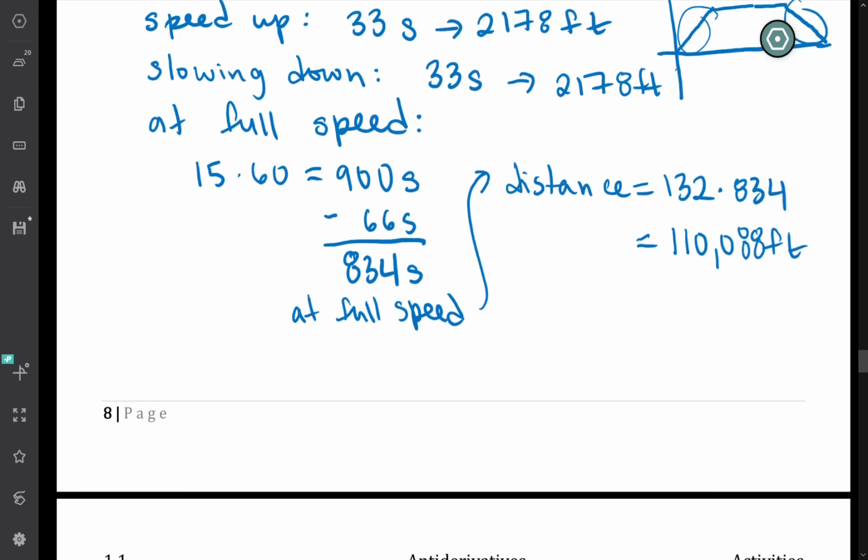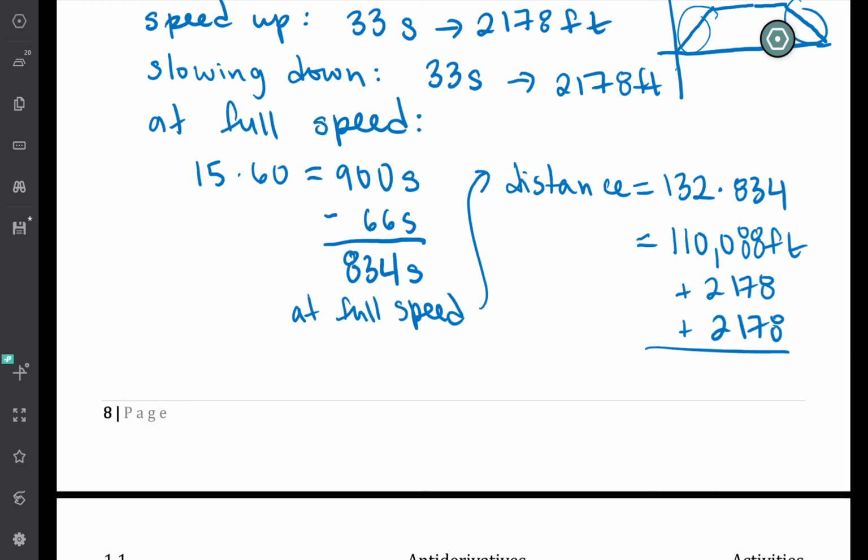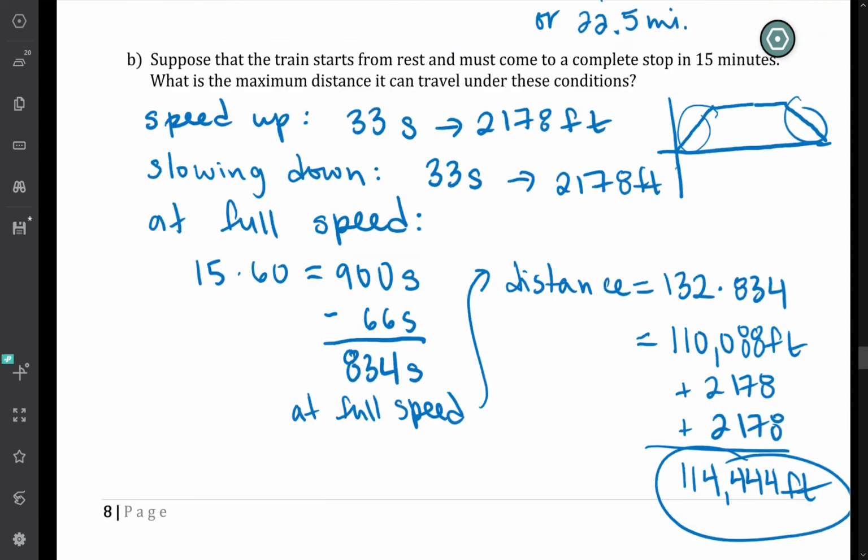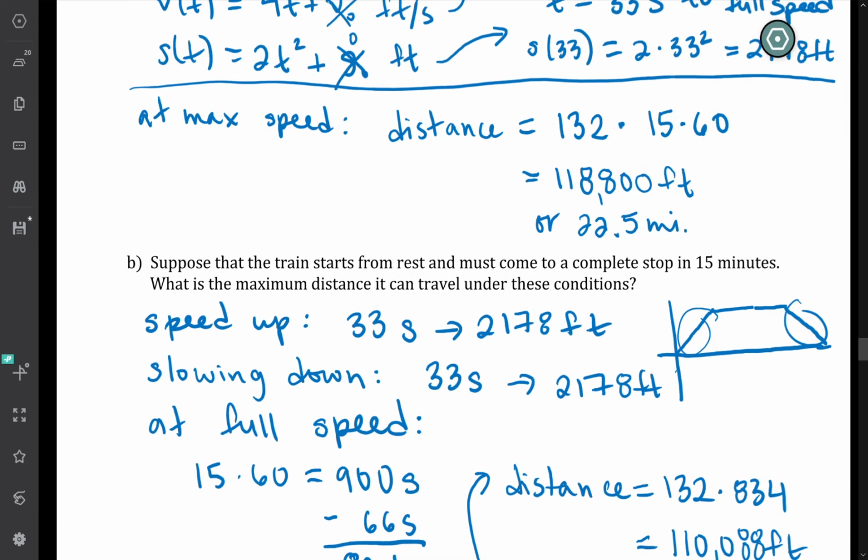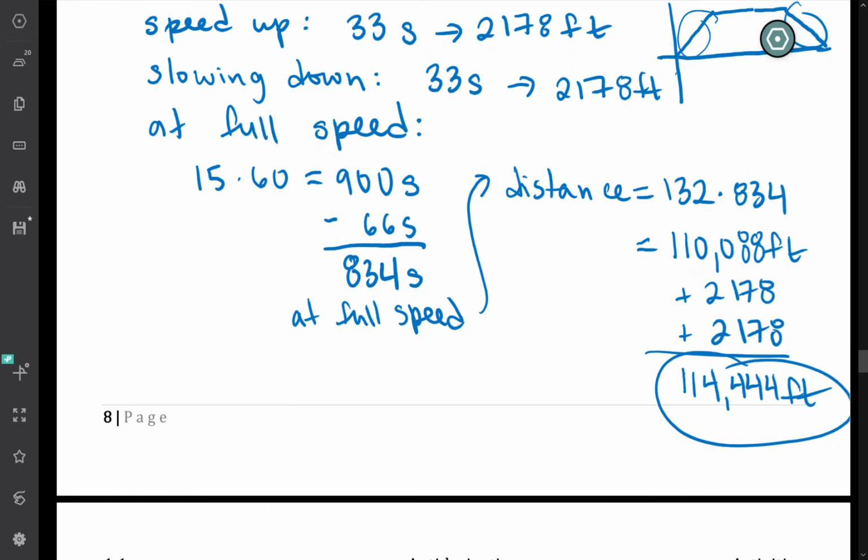And then if we add this all together, 2,178, 2,178, we get 114,444 feet total. And if we compare, let's see here, what did we get before? We got 118,800 feet, so that seems reasonable to me.